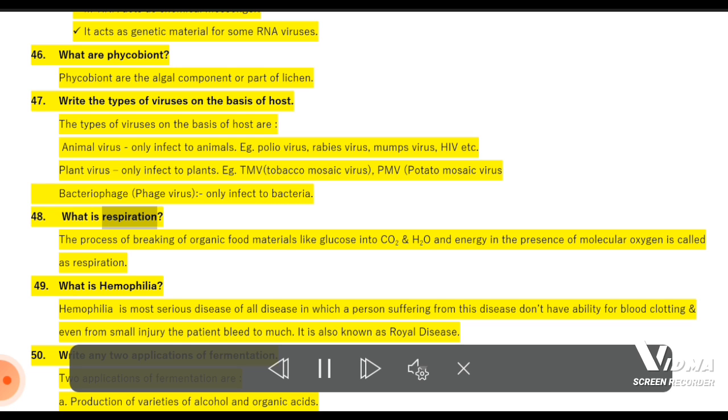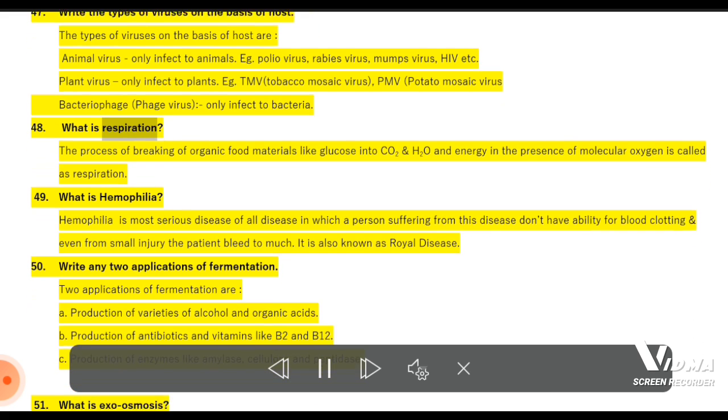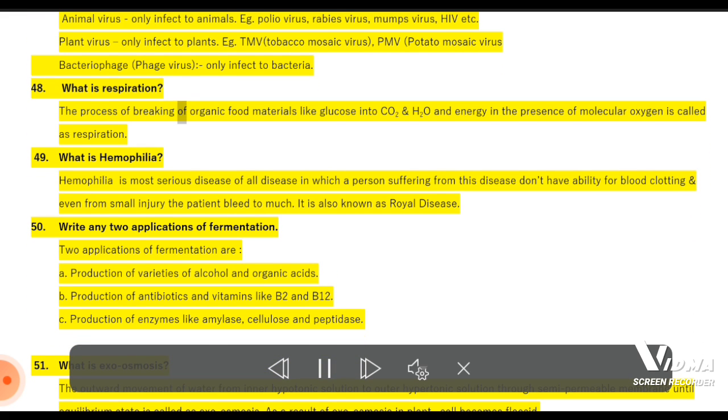48. What is respiration? The process of breaking of organic food materials like glucose into CO2 and H2O and energy in the presence of molecular oxygen is called as respiration. 49. What is hemophilia? Hemophilia is a most serious disease in which a person suffering from this disease doesn't have ability for blood clotting and even from small injury the patient bleeds too much. It is also known as royal disease.